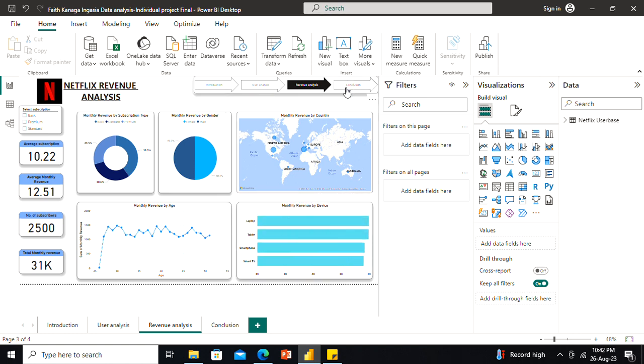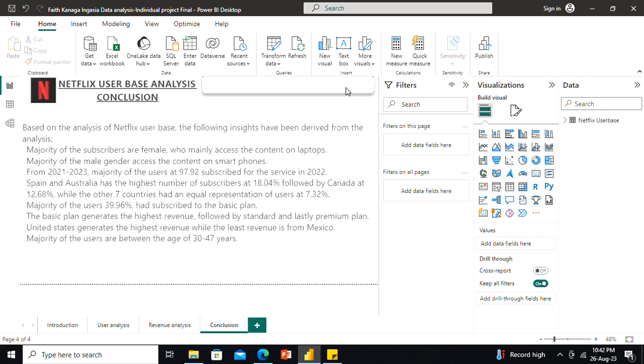So, onto the conclusion. Based on the analysis of the Netflix user base, both the user and the revenue, the majority of the subscribers are female, who mainly access the content on laptops. The majority of the male gender access the content on smartphones. From 2021 to 2023, the majority of the users joined Netflix in 2022, at 97.92%.